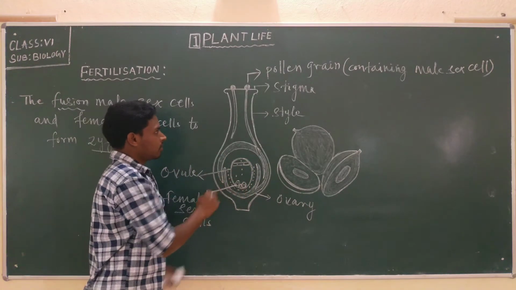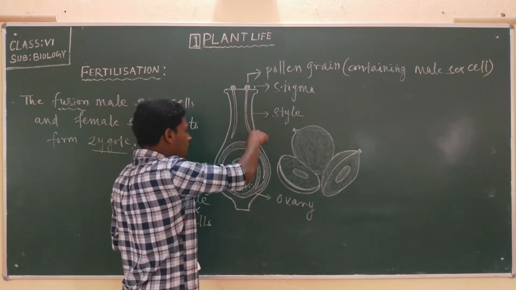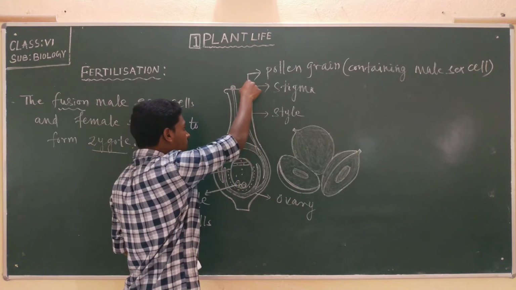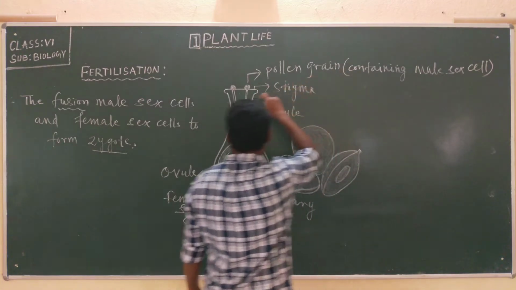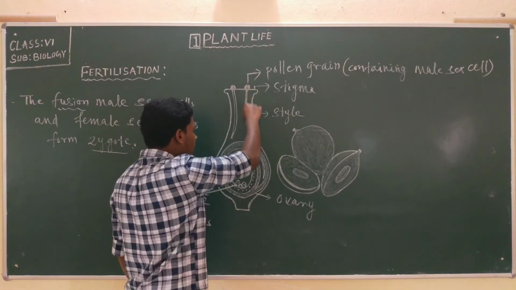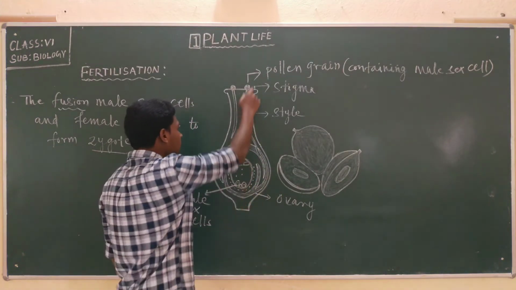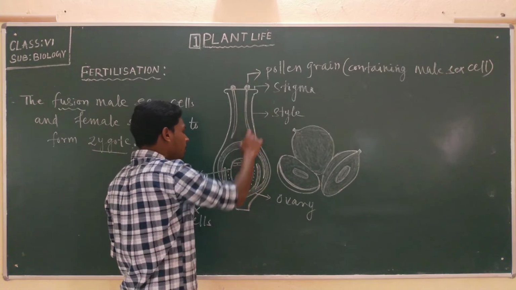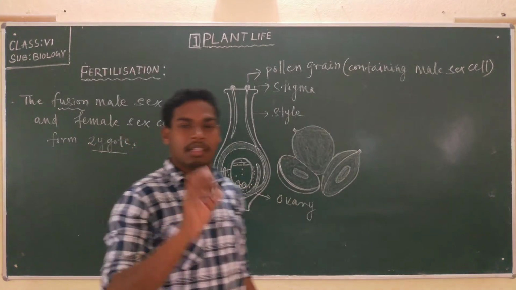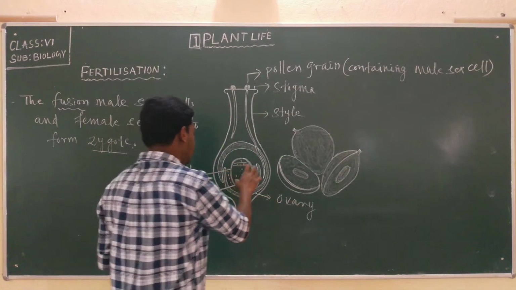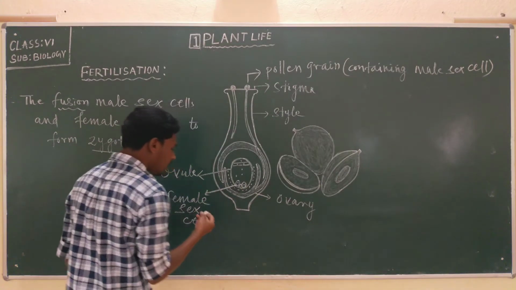This pollen grain generates the pollen tube, and the pollen grain also carries the male sex cells. This pollen tube carries the male sex cells and deposits them. Let us understand it like this: the male sex cells are carried by the pollen tube and get deposited into the ovule. Now, what is present in the ovule? The female sex cell.